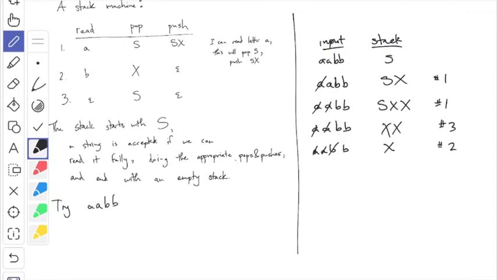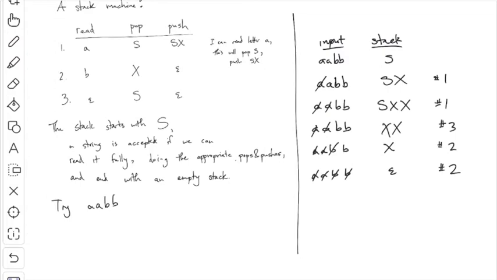And then I'm going to do another rule 2 to finish it off, right? To read the final B, I do rule 2 again. I pop X and replace it with nothing, so the stack is now empty. And so that string is accepted because, remember I said, a string is accepted if you can read the whole string and end up with an empty stack.